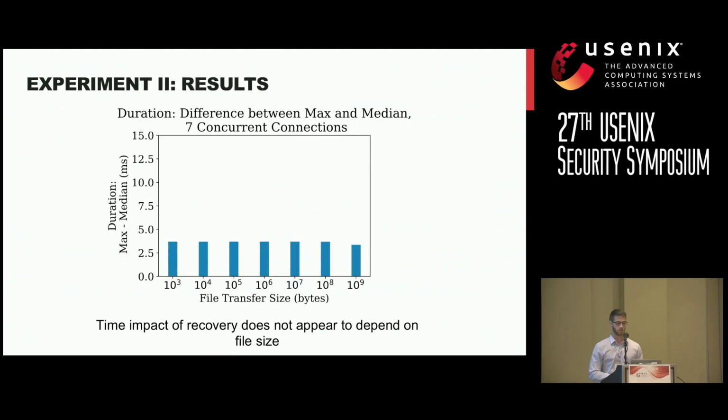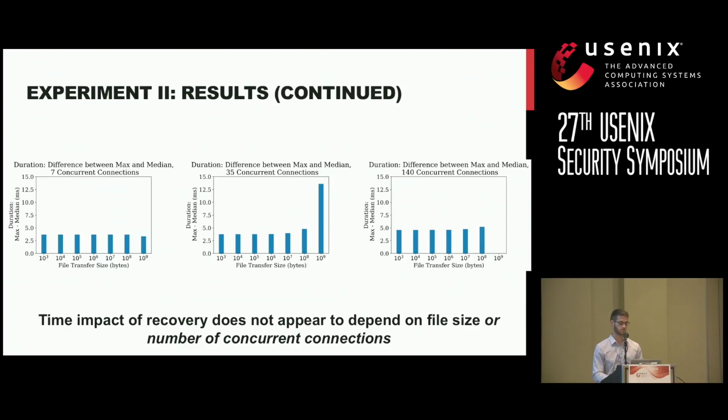To look at the timing results, we compare on the y-axis the difference between the max and median time. The max is a proxy for the connections that were affected by the malware recovery process, versus the median, which is essentially the ones that are not. In all cases, that falls to about 3 seconds, which is the time I said that it takes for that recovery process. So the takeaway is that regardless of the file size, and even with 7 concurrent connections, the recovery time is about the same for all of these.